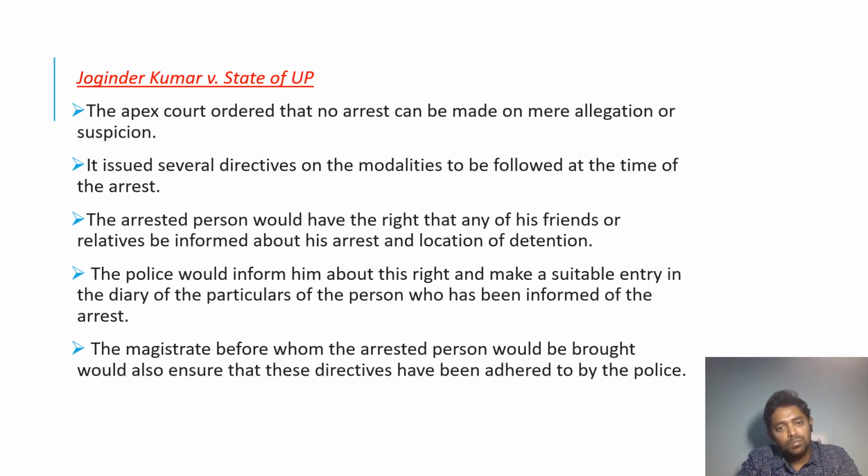The arrested person would have the right that any of his friends or relatives be informed about his arrest and location of detention. The police would inform him about this right and make a suitable entry in the diary of the particulars of the person who has been informed of the arrest. The magistrate before whom the arrested person would be brought would also ensure that these directives have been adhered to by the police.